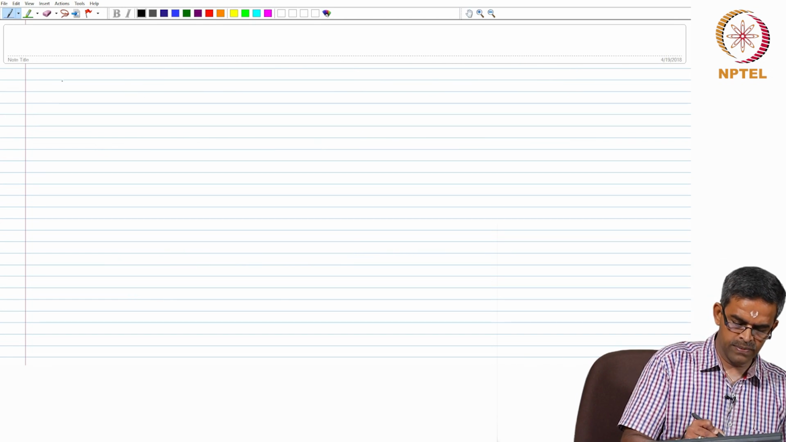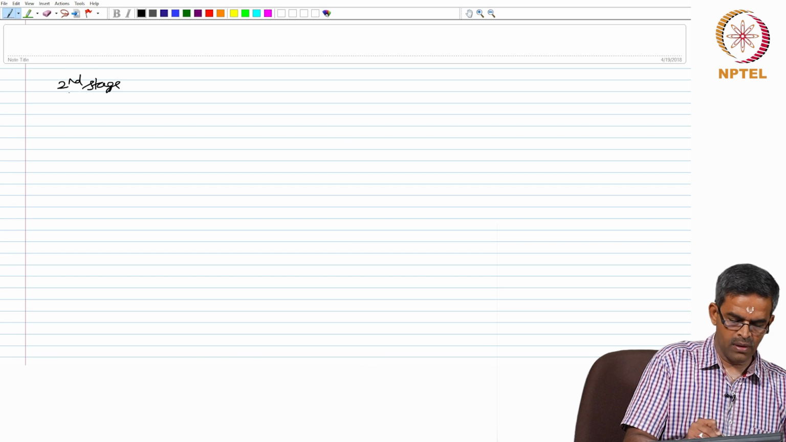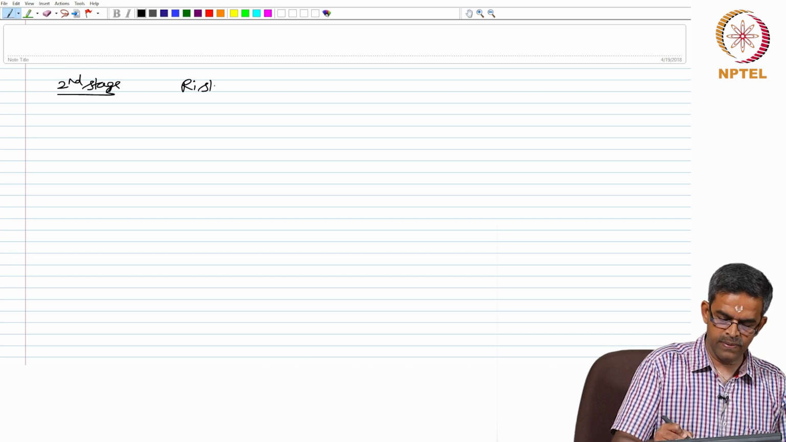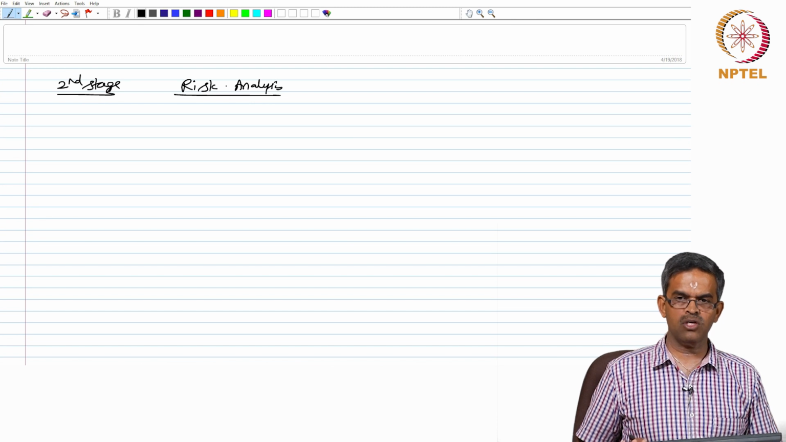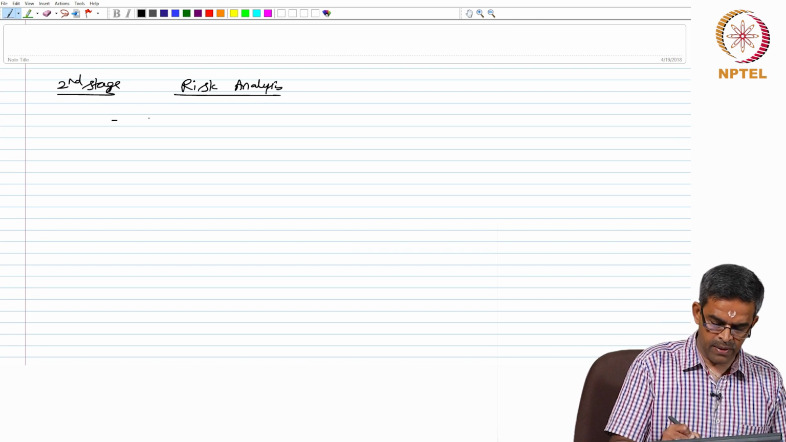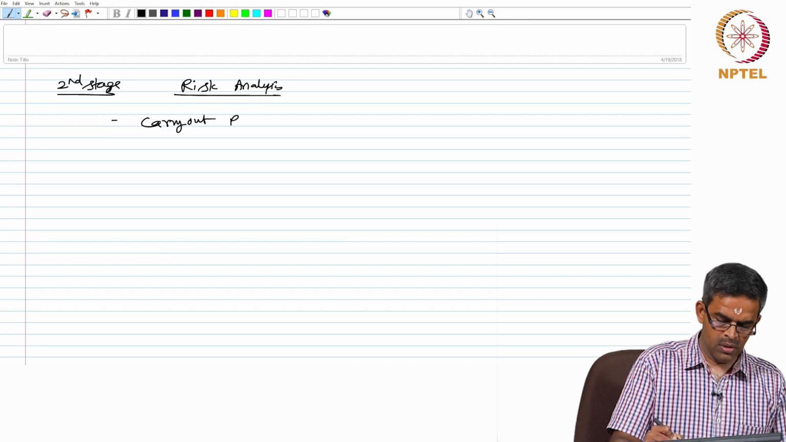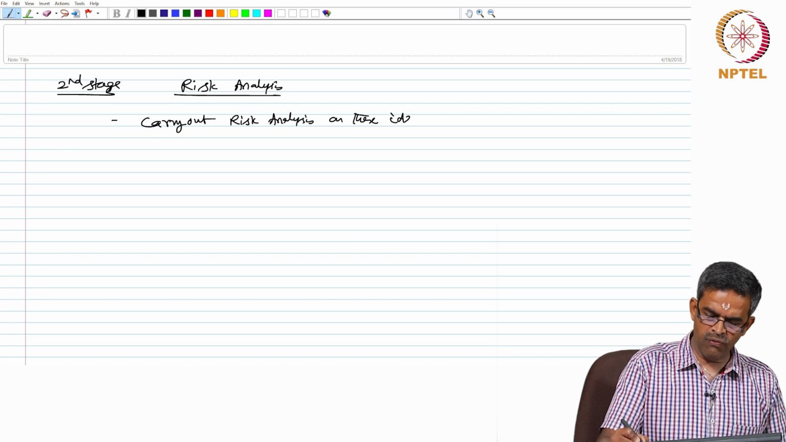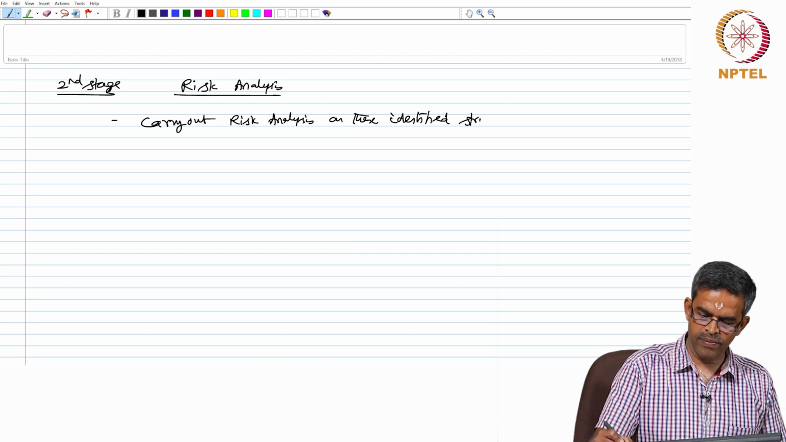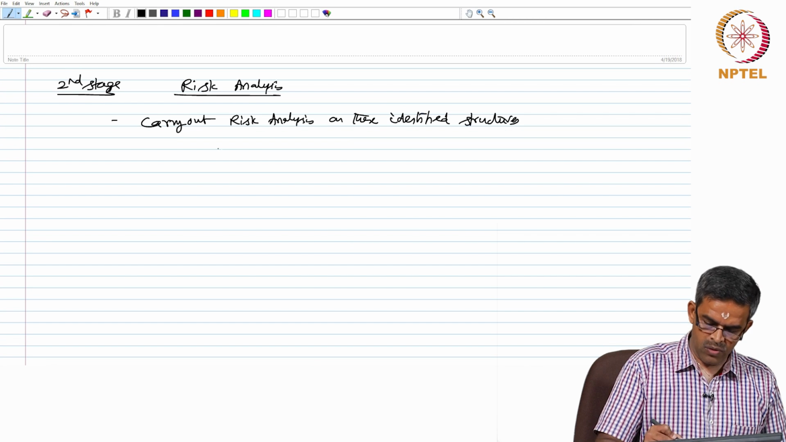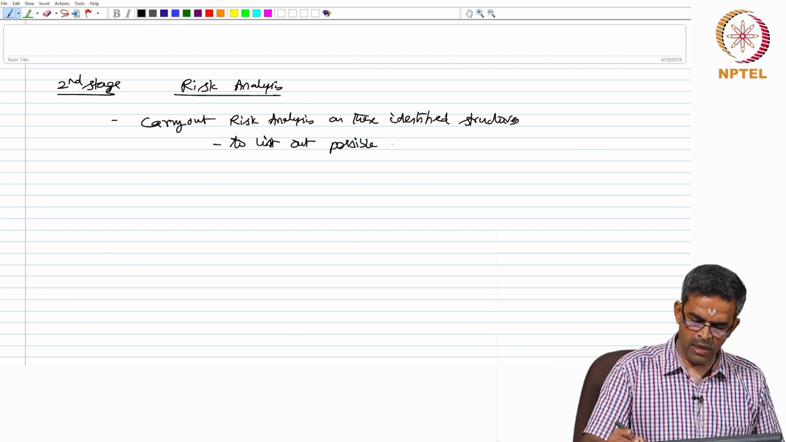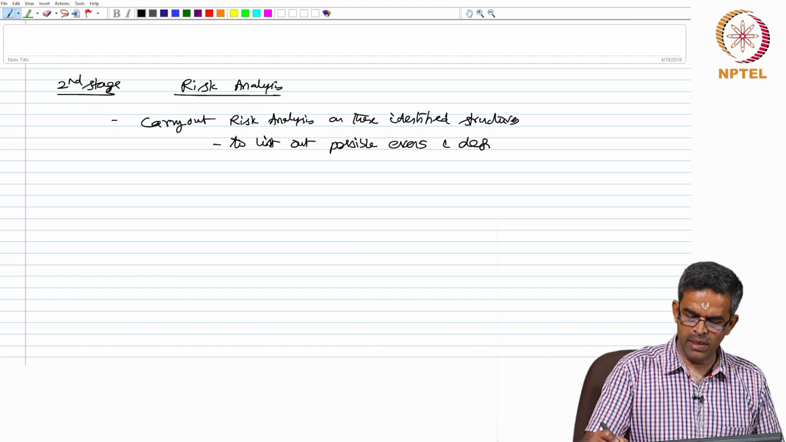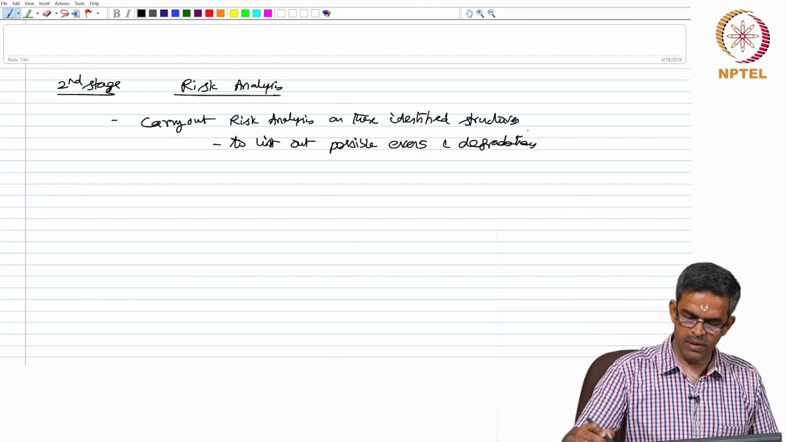The second stage deals with risk analysis. Once we decide the types of structures which ought to be meant for long term monitoring, then one has to carry out risk analysis on these identified structures, to list out possible events and degradations that can affect the structure.